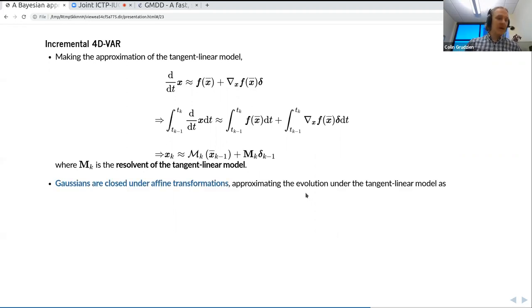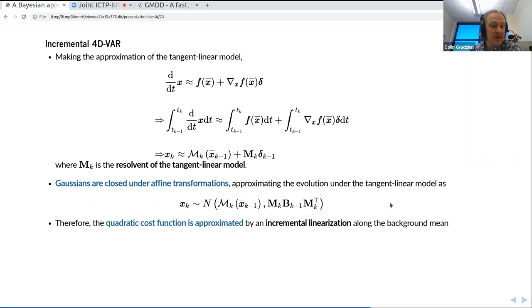Gaussians are closed under affine transformations, which is what we are viewing above: a linear transformation plus some constant value. So we can approximate the evolution under the tangent linear model. If we don't have so long a forecast horizon that it's too nonlinear, and the first order approximation is good enough, the state at some time can be approximated by a Gaussian with the mean at the nonlinear evolution of the last mean, and the tangent linear propagation of the last background covariance.